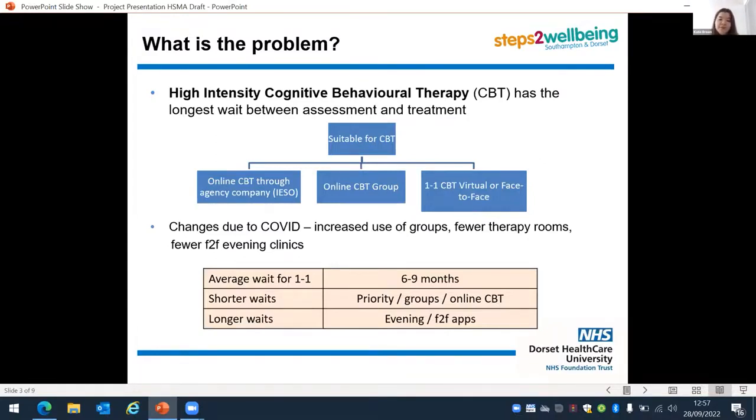The average wait for one-to-one at the moment is about 6 to 9 months, so it is over the targets. There are shorter waits if patients are priority, they're going on a group, or they're going forward for online CBT. And we're estimating or predicting that the longer waits will be for patients who want evening and face-to-face appointments, because that is more limited at the moment.